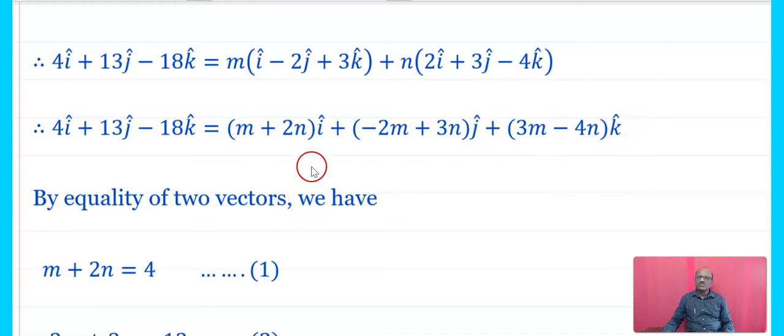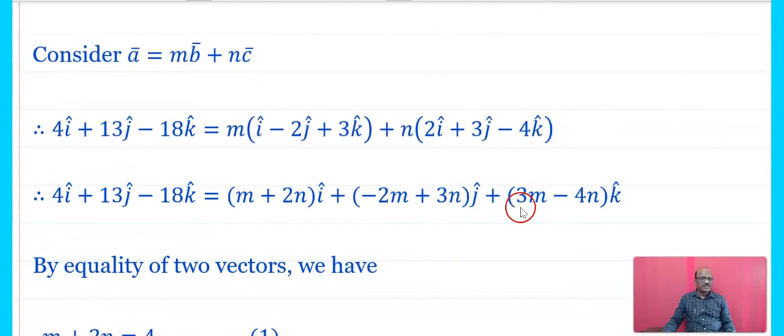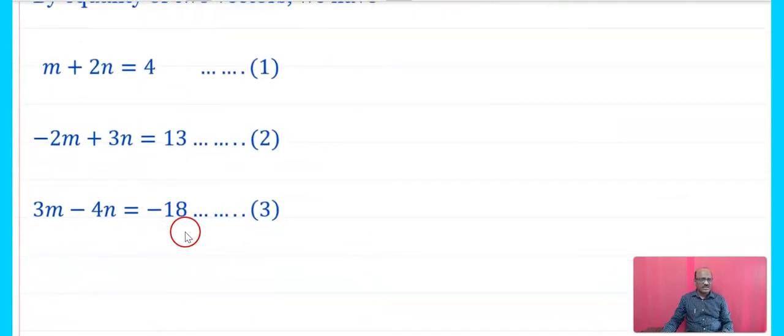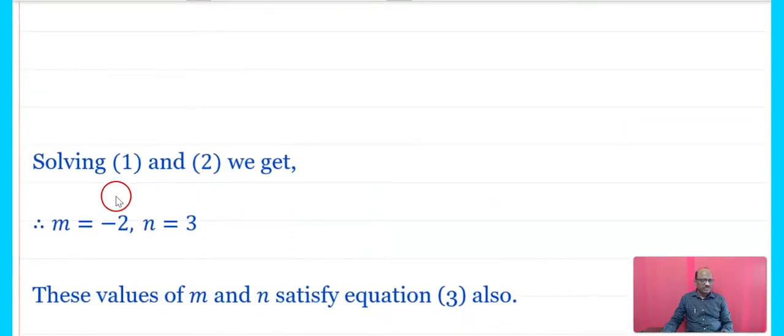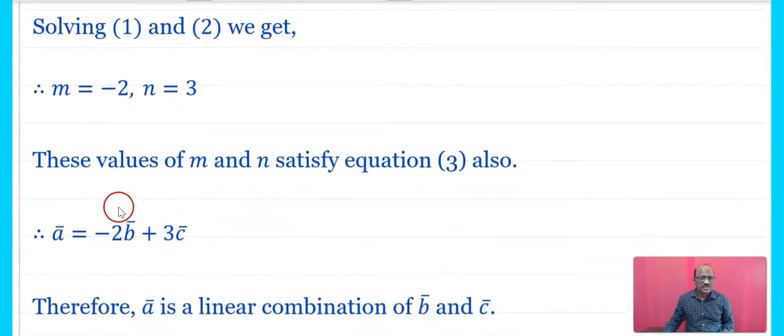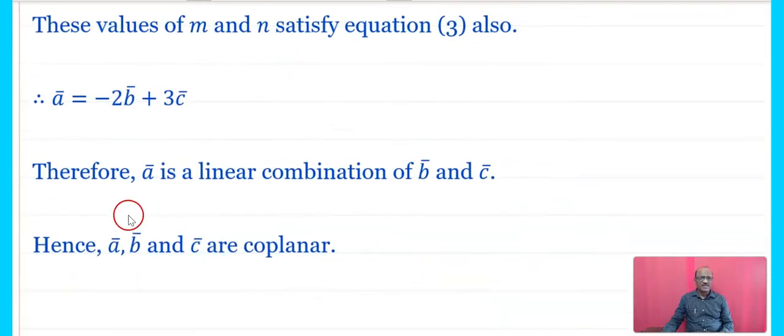Now equate the coefficients of i cap. m plus 2n is equal to 4, minus 2m plus 3n is equal to 13, and 3m minus 4n is equal to minus 18. And if we solve equations 1 and 2, then you will get m is equal to minus 2 and n is equal to 3. These values of m and n satisfy equation 3 also, and hence a bar is equal to minus 2b bar plus 3c bar, and therefore a bar is a linear combination of b bar and c bar, and hence a bar, b bar, c bar are coplanar.